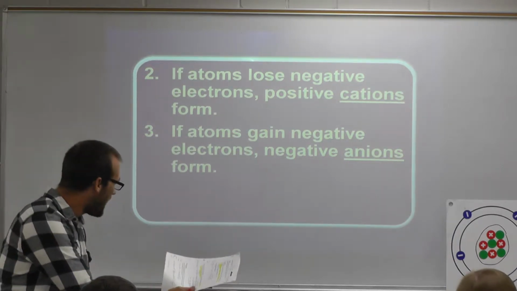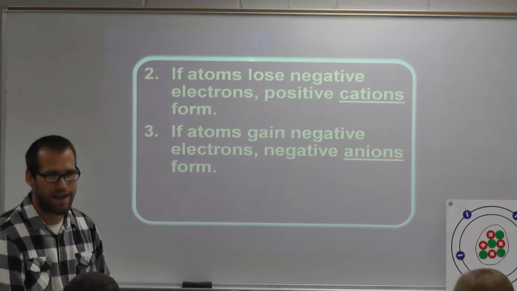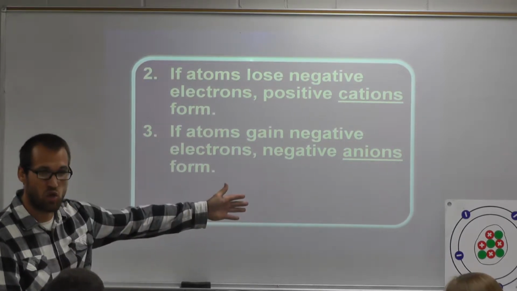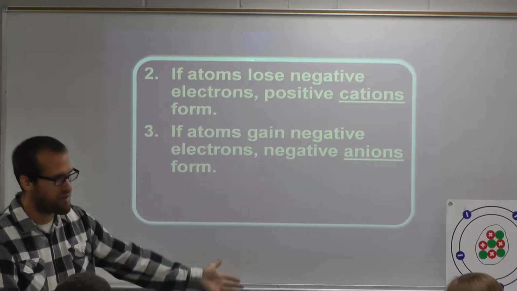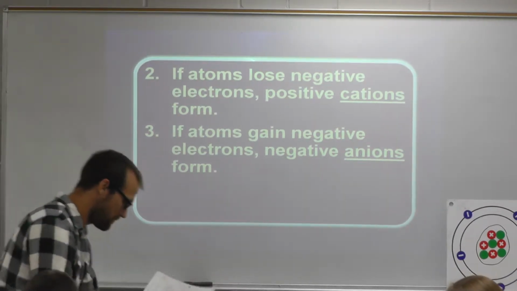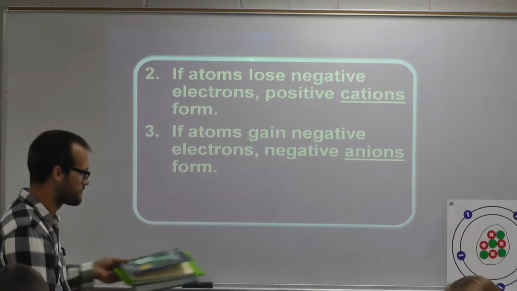No. By definition, a cation is always a positive ion. So like beryllium +2, we would call that a cation. If it were beryllium -2, we would call that an anion. Yep. Good question.